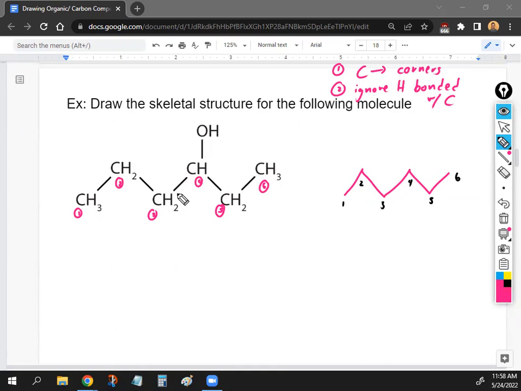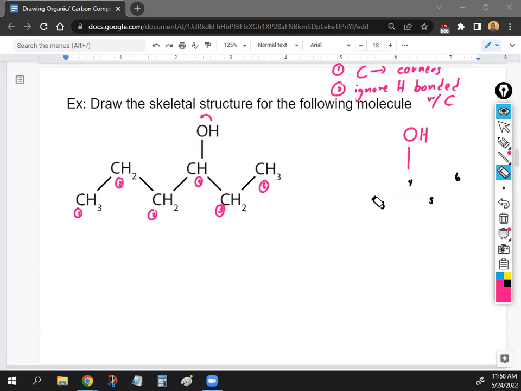Okay, now we do have this OH right here. And so what we want to do is see which carbon it's connected to, right? If you look at it, it's connected to carbon number 4. So we just go to carbon number 4, and then we draw a line, and then we draw an O. And then we have to draw the H right here because remember, we only ignore the H's that are bonded with carbons. Okay, so this guy is connected to the oxygen. So we need to make sure that we write the H that's connected to the oxygen right there. So there you go. This is your answer.